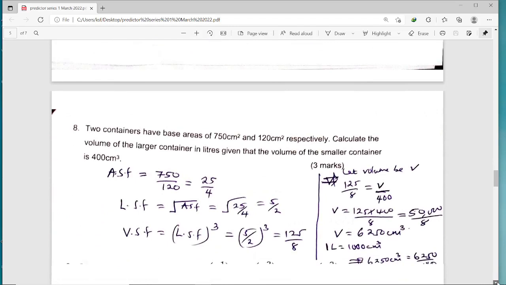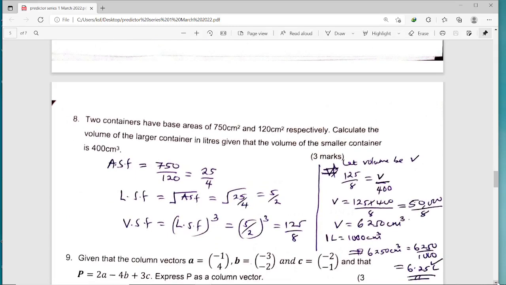Then the next question is that 2 containers have base areas of 750 centimeters squared and 120 centimeters squared respectively. Calculate the volume of the larger container in liters, given that the volume of the smaller container is 400 centimeters cubed. So in this case, what we do first is to find the area scale factor, because we are given the area of the larger and the area of the smaller. So 750 over 120, the 0 and the 0 cancel. 3 goes into 12 four times, 3 goes into 75 twenty-five times. So we shall have 25 over 4 as our area scale factor.